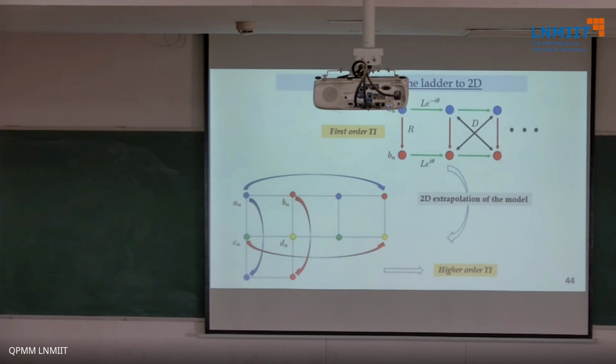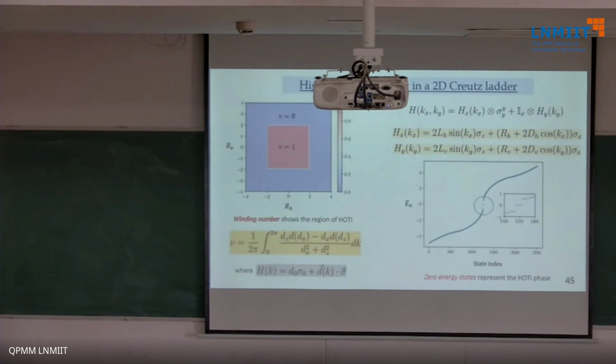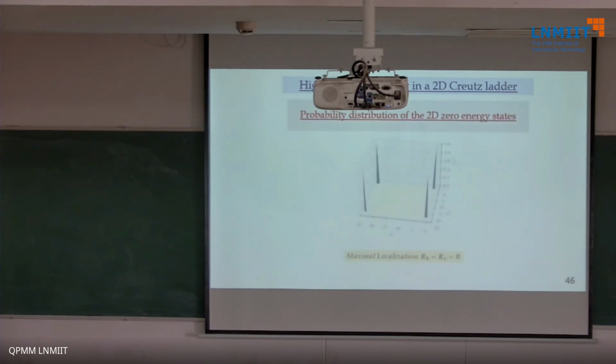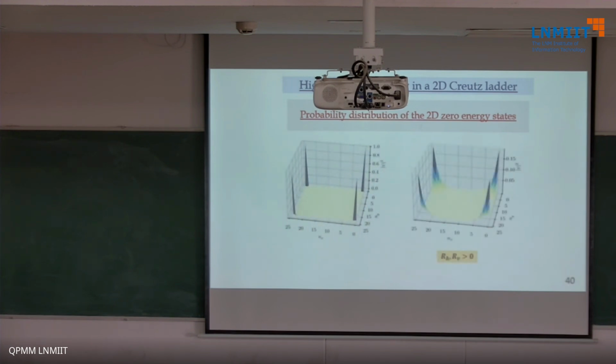Finally, just one or two slides on higher order topology, something that Manideep is doing. We have stacked two Creutz ladders, one in the x direction, one in the y direction. By doing that, you get higher order states. If you look at this probability distribution shown here, the edge modes are gapped out, giving rise to the corner modes. So that's a higher order topology here. And similarly, you get higher order topology at other parameter values as well.